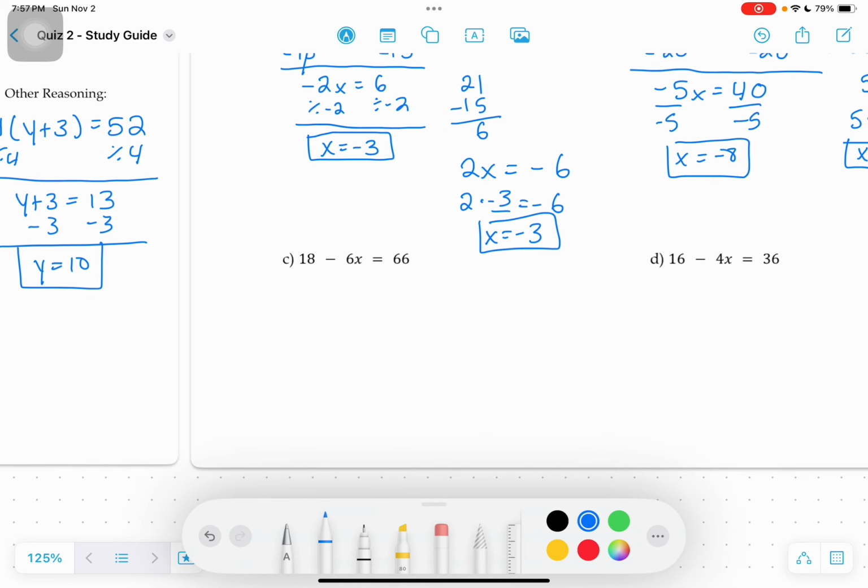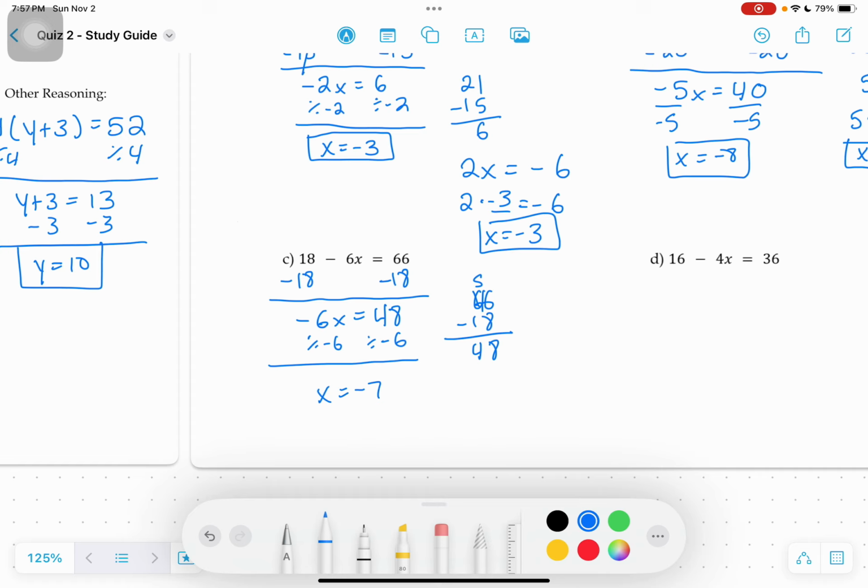All right, let's look at this problem. Again, inverse operations. Minus 18 on both sides. That's going to be negative 6x equals 66 minus 18. 5, 16, 8, 48. 48. Negative 6. We want to divide by negative 6. That's what I meant to write. Let's see. X equals, I believe that's negative 7.